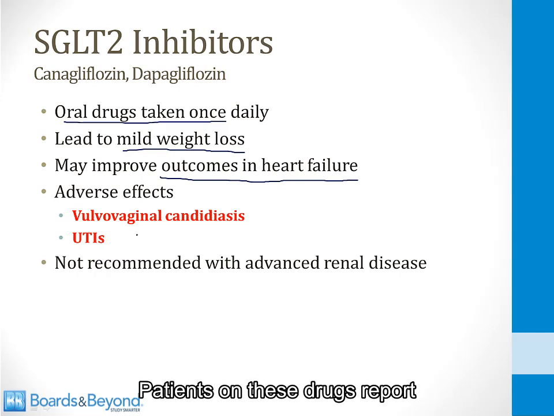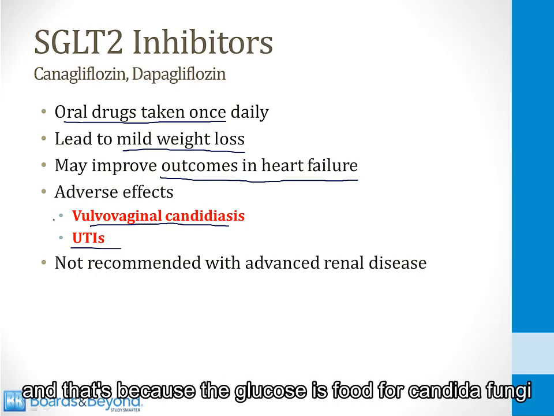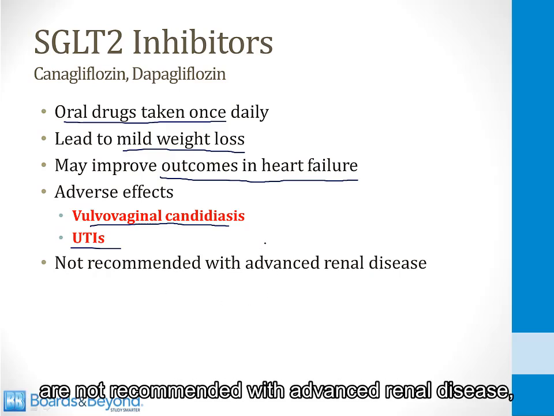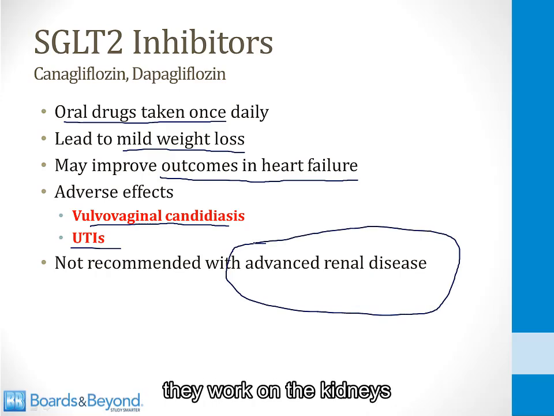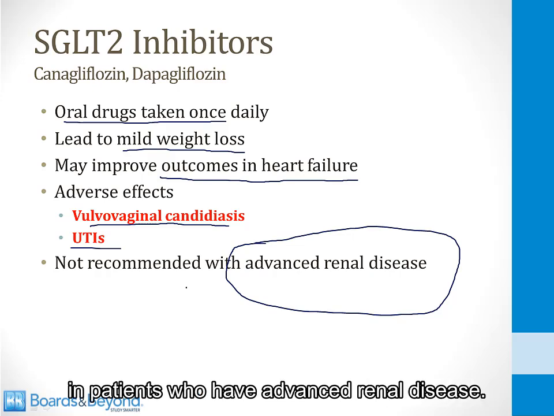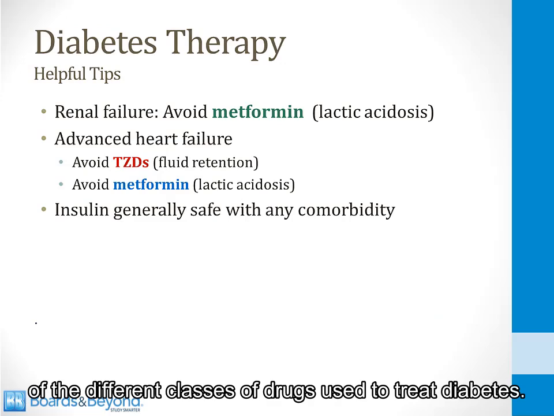Their adverse effects are easy to understand if you appreciate that they lead to more glucose in the urine. Patients on these drugs report increased incidence of vulvovaginal candidiasis and UTIs, and that's because the glucose is food for candida fungi or for the bugs that cause UTIs. In addition, these drugs are not recommended with advanced renal disease. They work on the kidneys, and their effects are not well studied in patients who have advanced renal disease. So that concludes our discussion of the different classes of drugs used to treat diabetes.